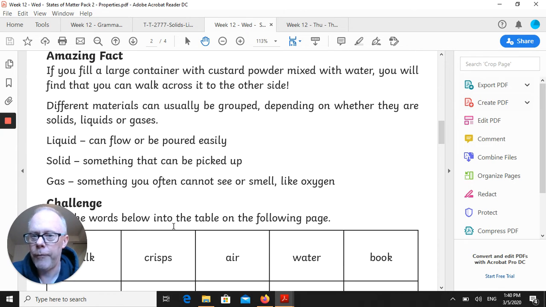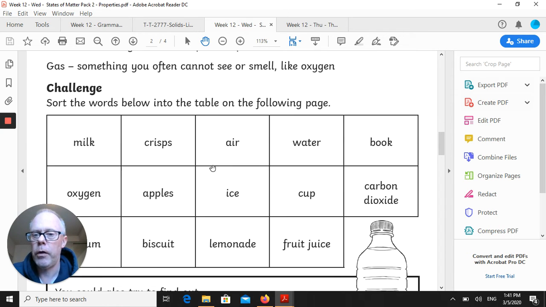Moving down a bit. Now you've got a fact here. If you fill a large container with custard powder mixed with water, you will find that you can walk across it to the other side. So even though the custard is basically a liquid, it acts sometimes a little bit like a solid, so it can get a bit confusing sometimes. But most of the time, they stick to those rules that we discussed earlier with those 3 different colour slides. Liquids can flow, solids can be picked up, and a gas is something you can't see or smell, like oxygen, but it's certainly there.